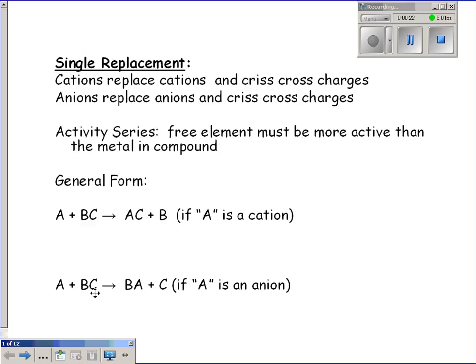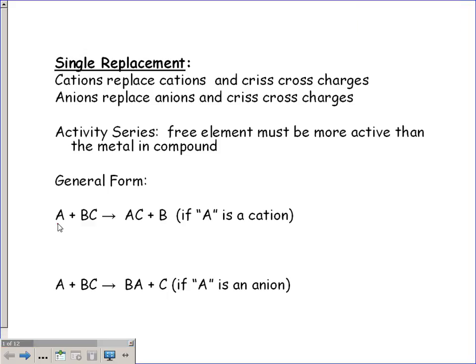So the general form is going to be either A plus BC yields AC plus B, or A plus BC yields BC plus A. The only difference in those two is whether it's an anion or a cation. Here A is going to be the cation, okay? And in my second, A changes to be the anion, and the way I know that is because it's second and it's first. So depending upon what's being replaced by what, is going to determine my new order in my reactants.